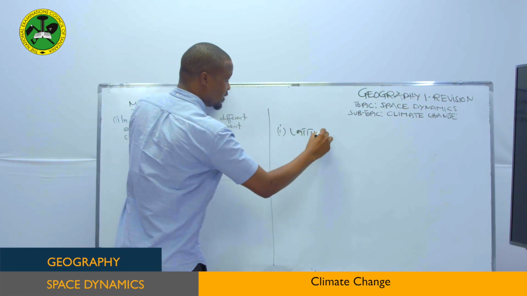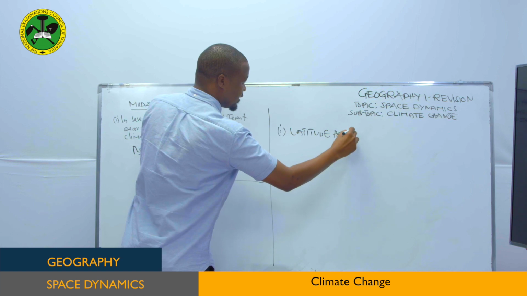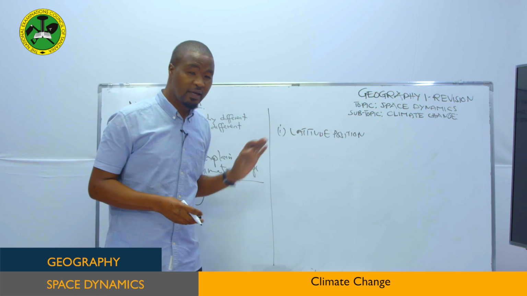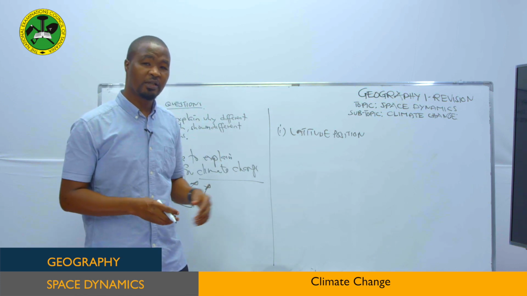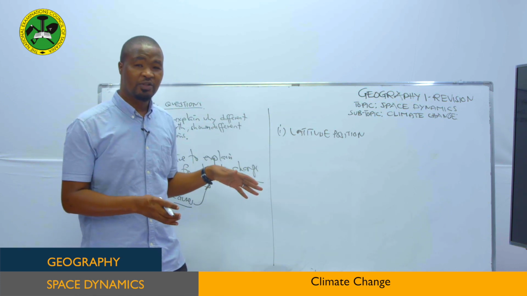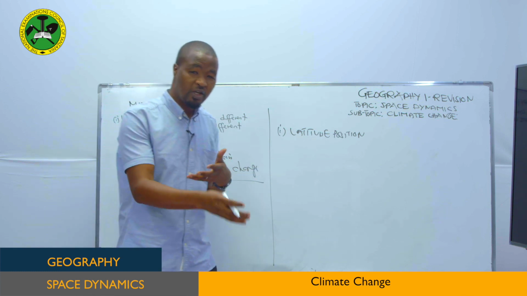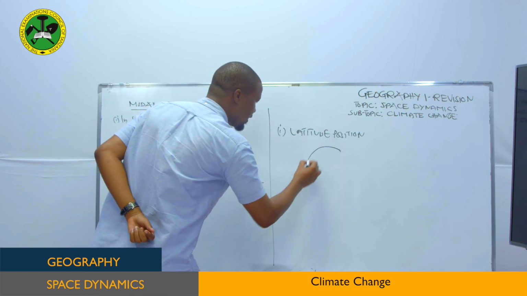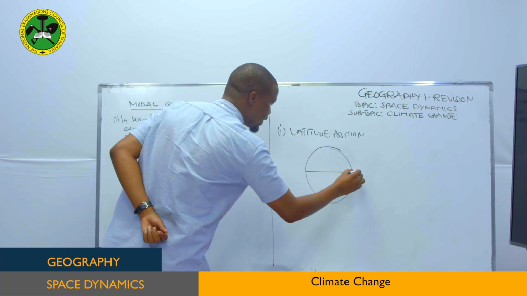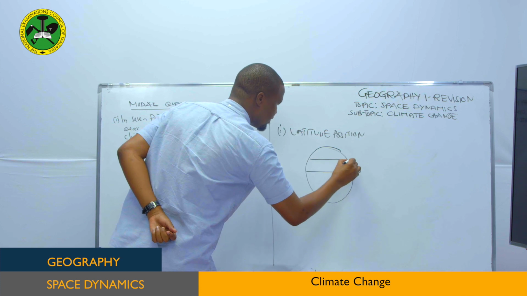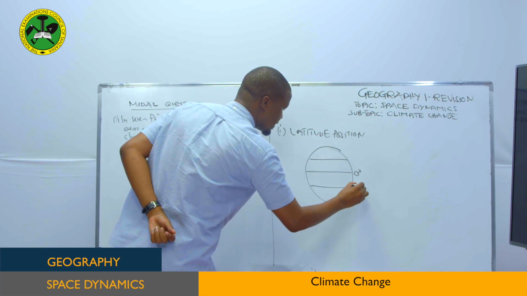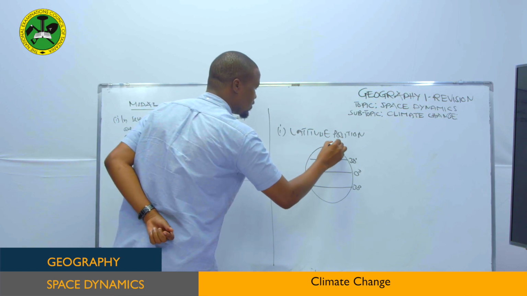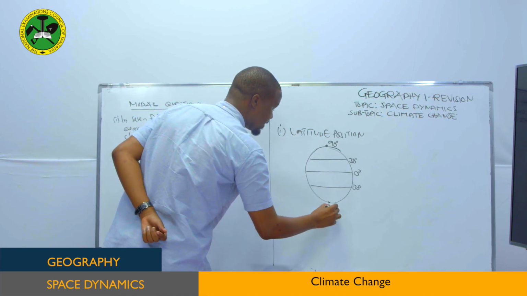The latitude, what class? The latitude position. As I've said, there are areas on the Earth's surface located at different latitudes, which may result in variation of climatic conditions. For instance, we have areas located at low latitude, areas at mid latitude, south and north of the equator, and areas located at high latitude.